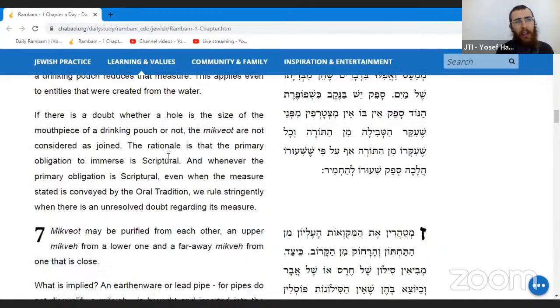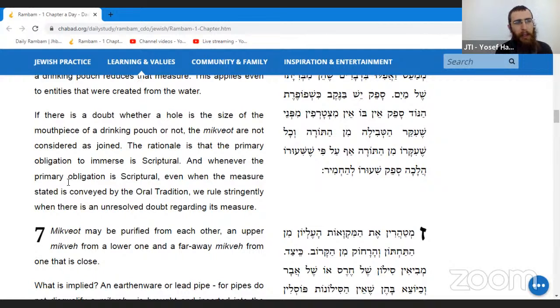If there is a doubt whether a hole is the size of the mouthpiece of a drinking pouch or not, then the mikvahs are not considered as joined. Now, why do we say that? Why are we saying that in the case of doubt, you have to be strict? The rationale is that the primary obligation to go to mikveh is biblical, it's scriptural. It says so in the Torah.